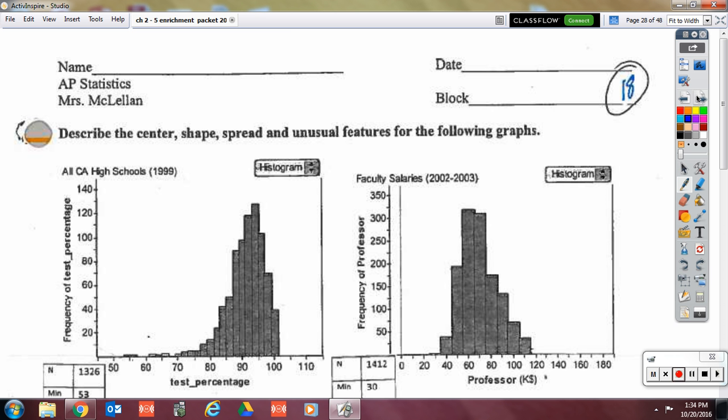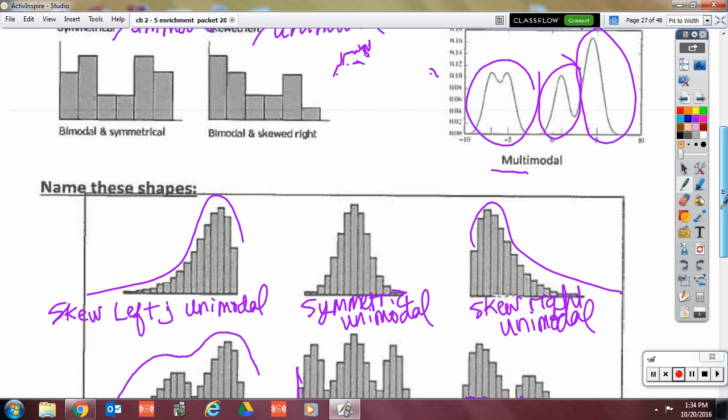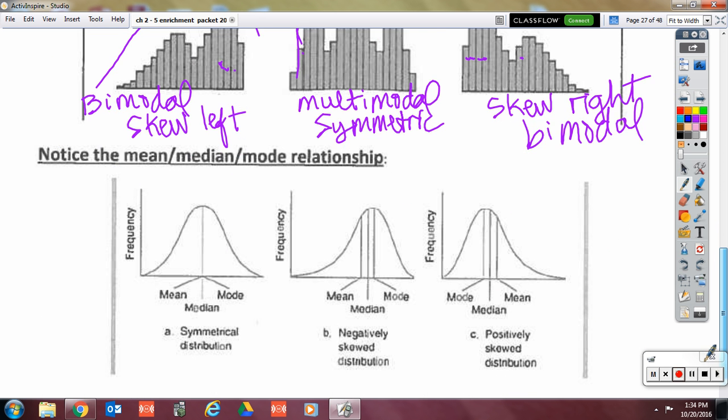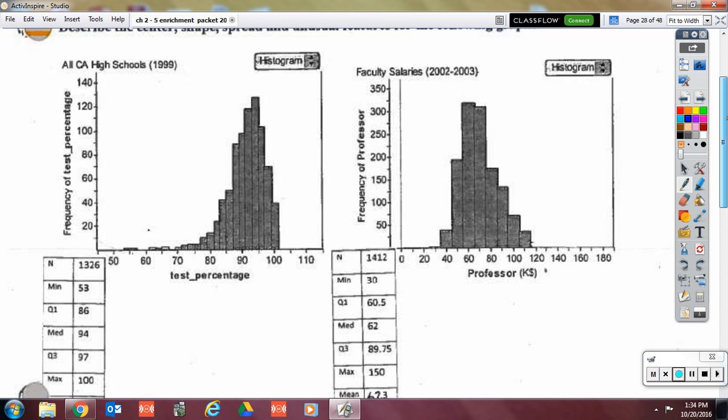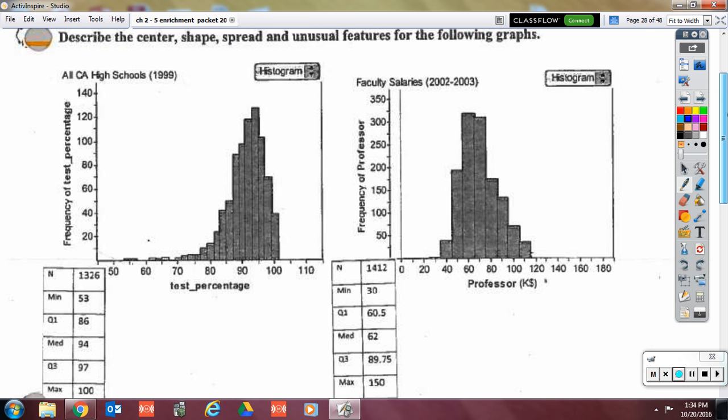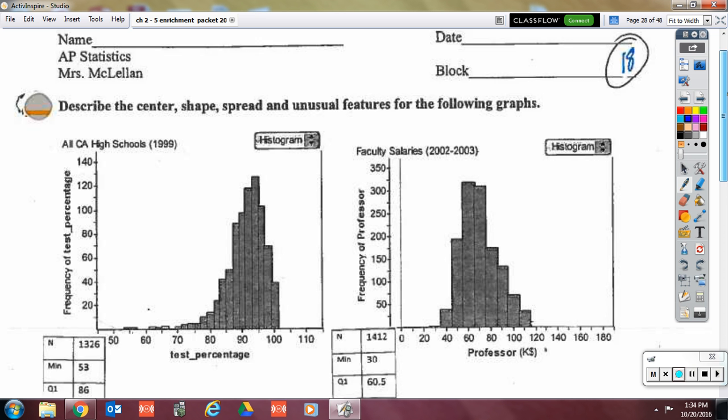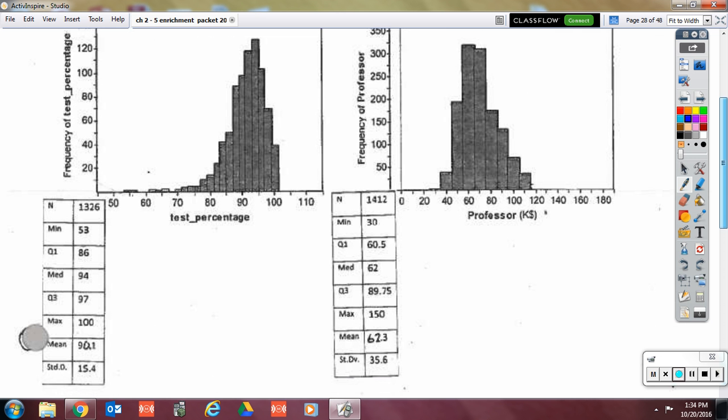Okay, so we are moving on to page 18. Okay, so let's come here to page 18. And we're going to do one of these together, and then you will do the other three. All right? So here we go. We're going to do this top left problem.